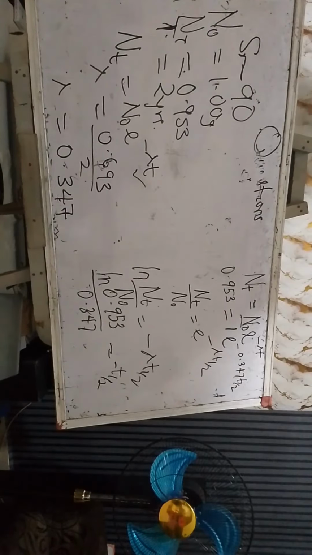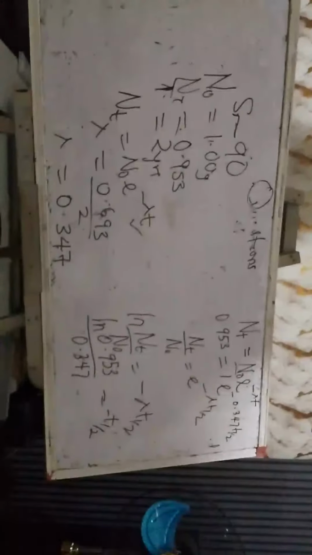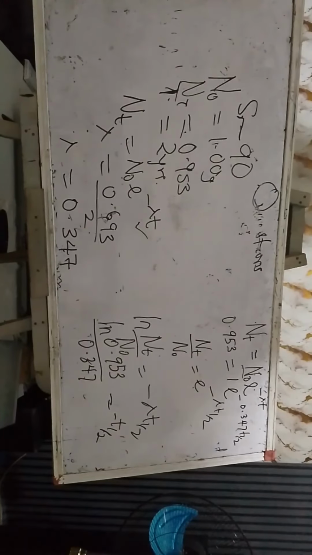Then to cancel e, to remove e. Yes, N naught is 1. We have divided it by 1. Anything divided by 1 is the thing itself. So you shouldn't be asking that question. How did we get the value of lambda? Look at the board. We got the value of lambda by dividing 0.693 by 2 because they said it's 2 years. So we are working with years.